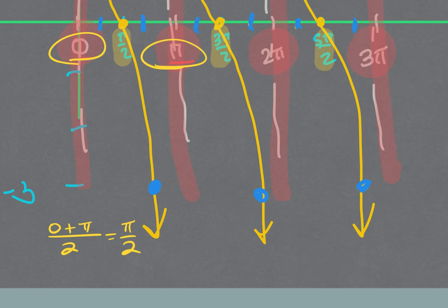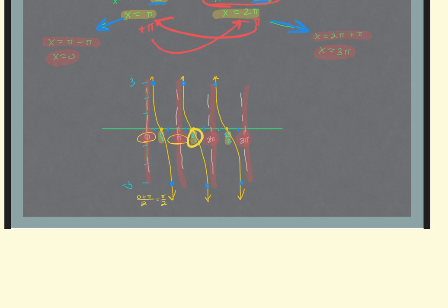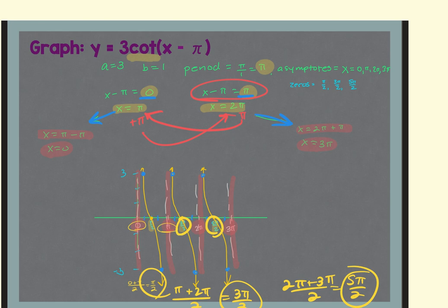Is that what you're doing at the bottom? That's in the bottom. That's what these points are. So pi plus 2 pi divided by 2 is 3 pi over 2. That's the middle. Then the last one, 2 pi plus 3 pi divided by 2 is 5 pi over 2. That's the asymptotes.